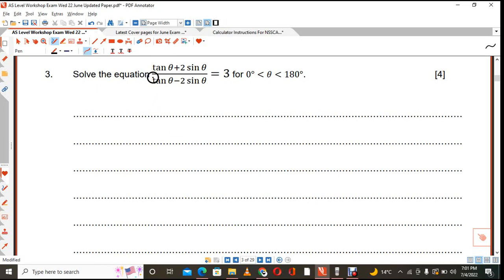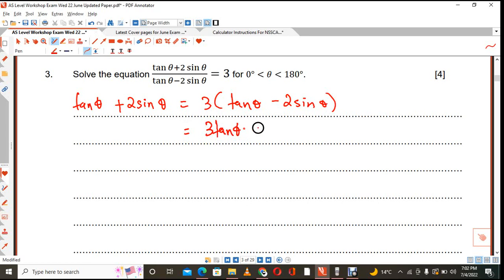So what you can do first of all is multiply by that denominator. So you're going to have tan theta plus 2 sin theta equals 3 multiplied by tan theta minus 2 sin theta. So I clear the denominator, that's what I'm doing over there. All right, so let's just multiply out. So that's 3 tan theta minus 6 sin theta, and this here is tan theta plus 2 sin theta. Okay, so far so good.